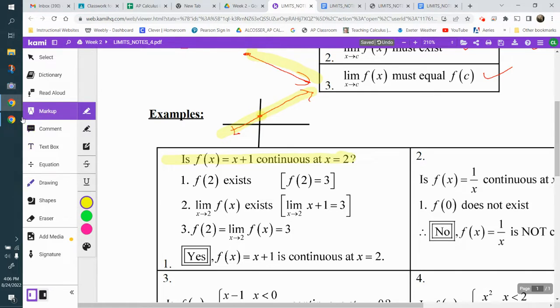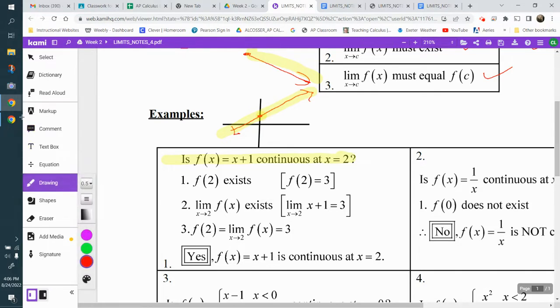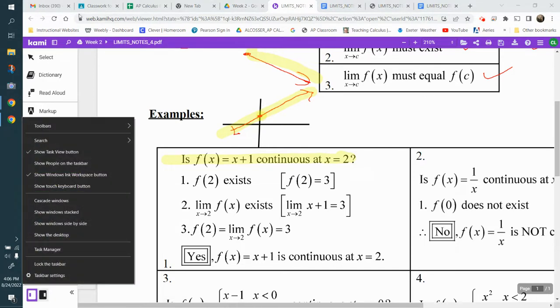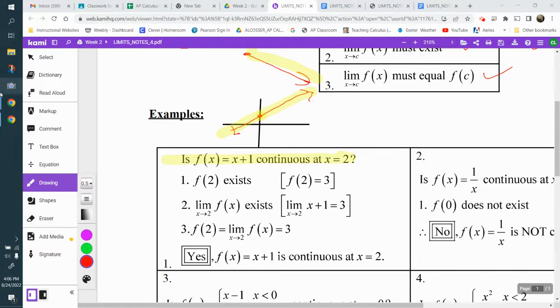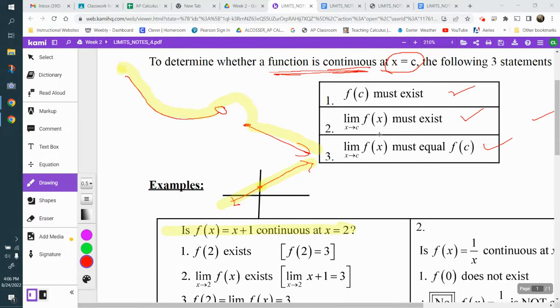So let's prove that using one that we know is continuous. We have to take the idea first, does the function exist at c in general? In other words, can I put in an x and get out a y? That's what f of c means. So they did that here.